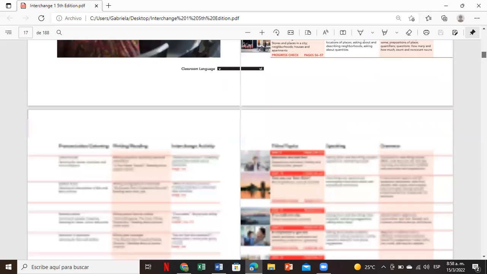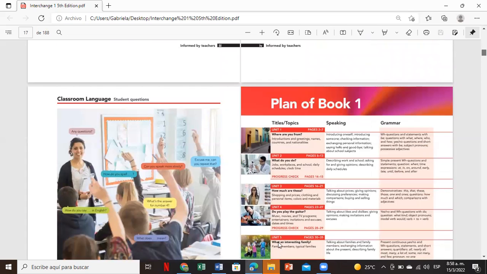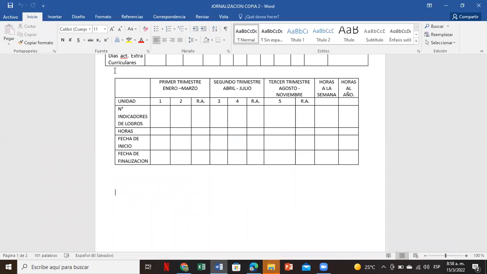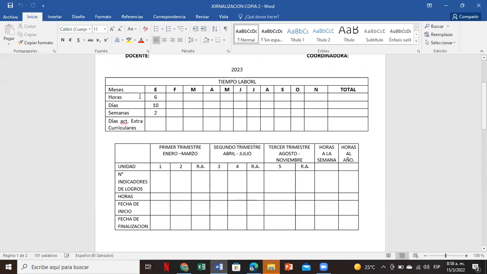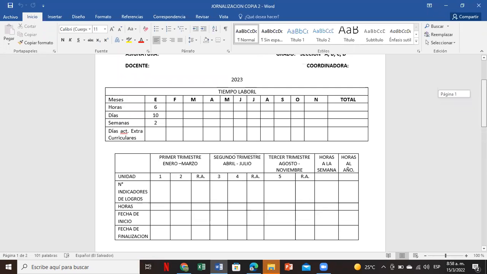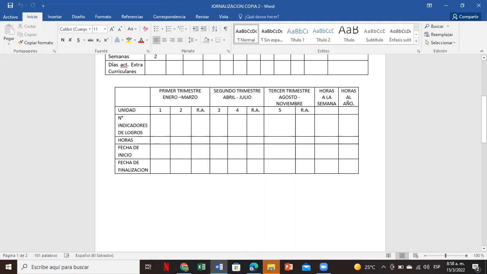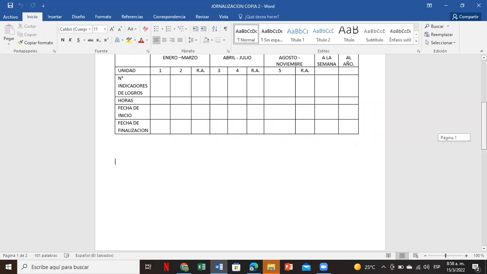Let's see, we got 16 units. Now look at my screen. Remember, this is a draft, okay? This is going to be just a draft. For the first chart, this is the first one, you are going to journey. Okay, so we are going to do the journalization first, and then we are going to journey our book. We got chart number 1, and we got chart number 2.